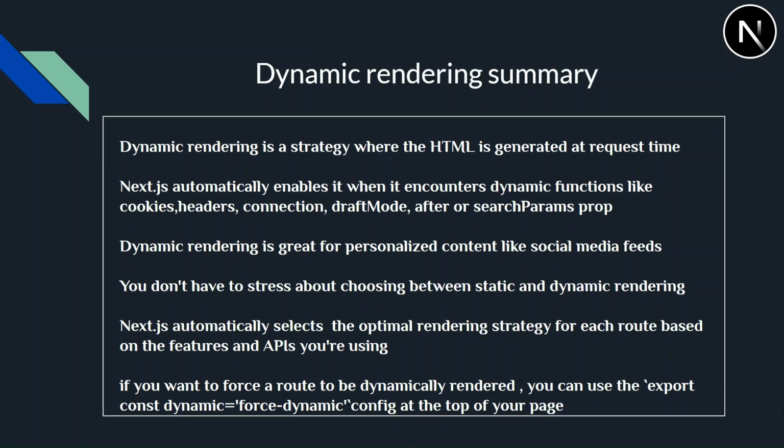You don't have to stress about choosing between static and dynamic rendering. Next.js automatically selects the optimal rendering strategy for each route based on the features and APIs you are using. If you want to force a route to be dynamically rendered, you can use the export const dynamic equals force-dynamic config at the top of your page, so that it forces the route to be dynamically rendered. Alright, that was everything you need to know about dynamic rendering in Next.js.